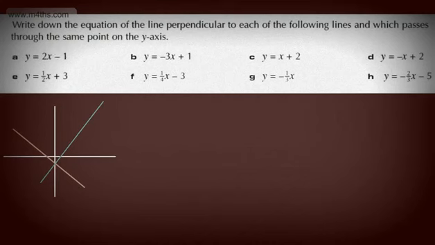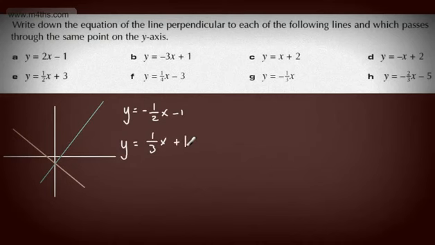So we know that it's going to go through minus 1. So what we can do then is say that the gradient of the perpendicular is going to be minus 1/2. So we'd have y is equal to minus 1/2 x minus 1. Okay, this one, y is equal to minus 3x plus 1. So all we need now is the negative reciprocal, and this one is going to be y is equal to positive 1/3 x, and it's going to go through the point of positive 1.